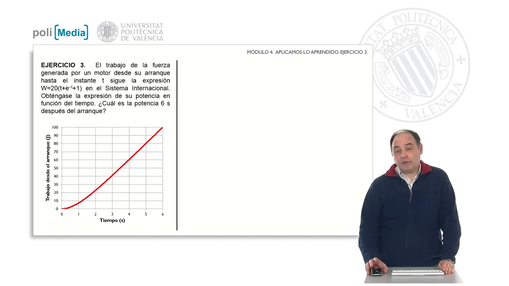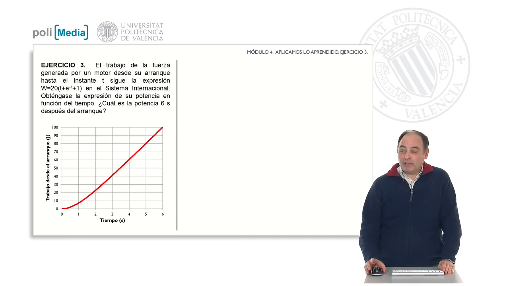As a last exercise, this one is simpler, but we have to make derivatives. We will see this one. The work of the force generated by a motor from its start until the instant t follows the expression that we are seeing there in the international system. Therefore, putting t in seconds, we will obtain the work in joules. We are asked to obtain the expression of the power as a function of time. And what is the power 6 seconds after the start?